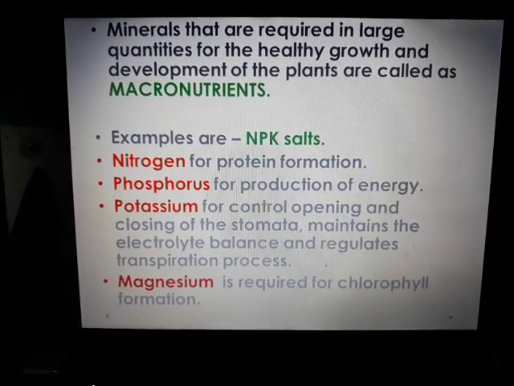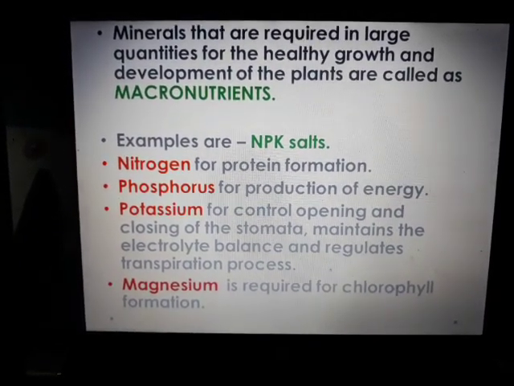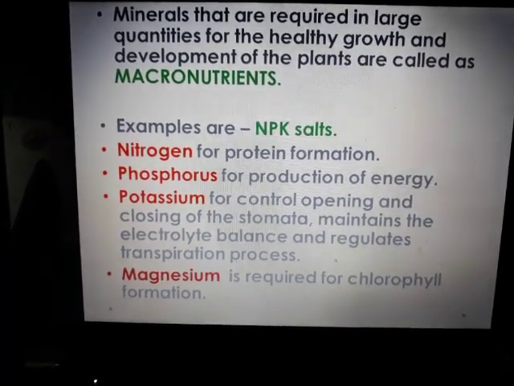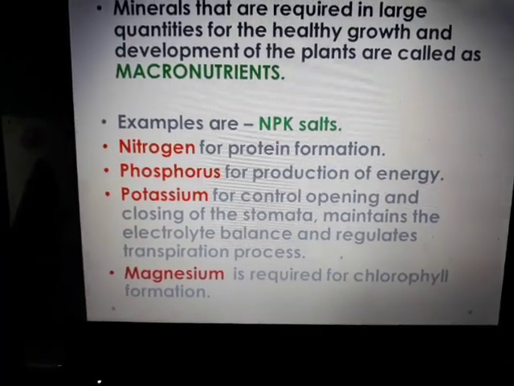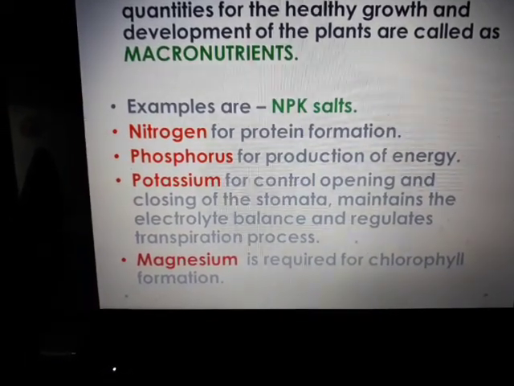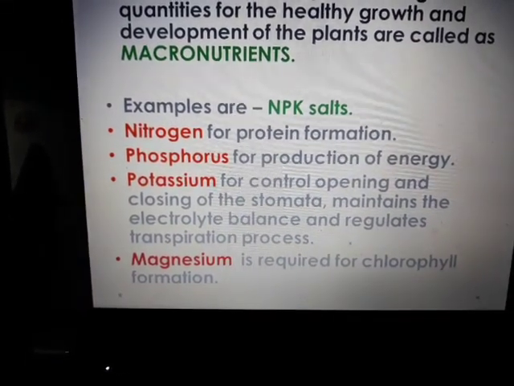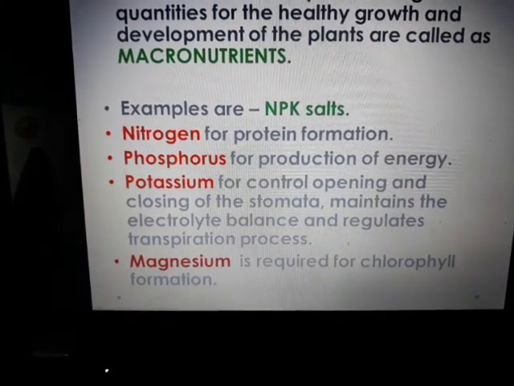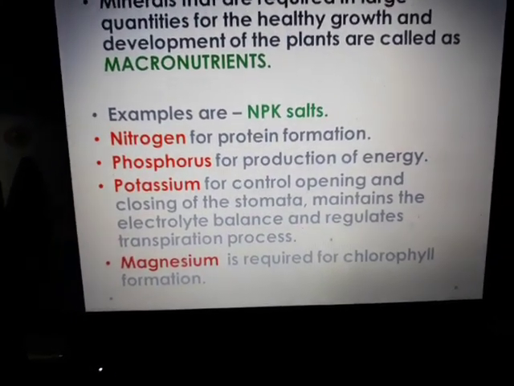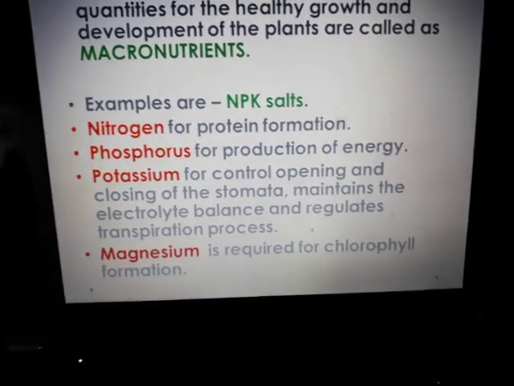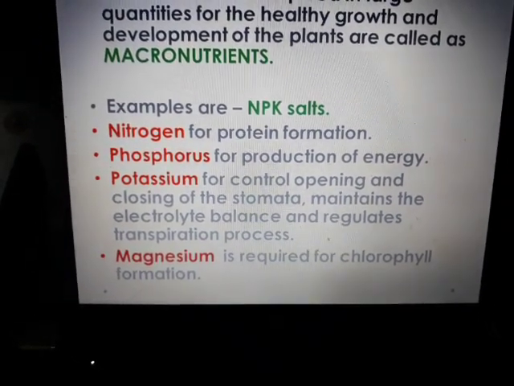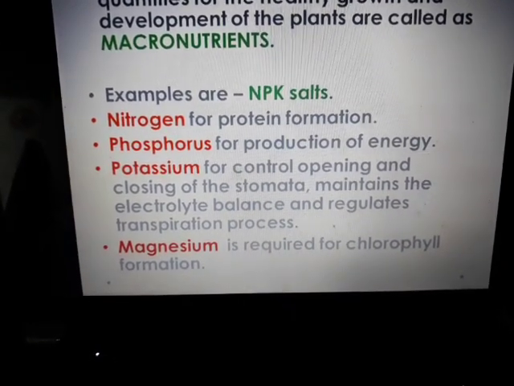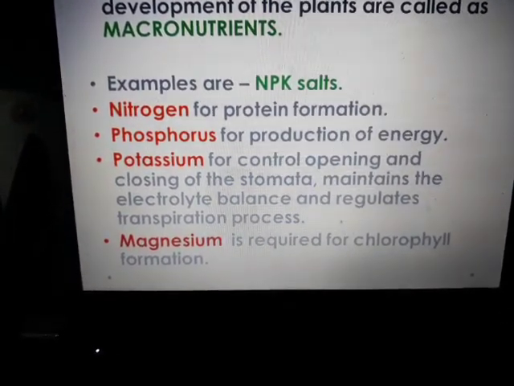What are macronutrients? Minerals that are required in large quantities for the healthy growth and development of the plants are called macronutrients. Examples are NPK. These are the short forms of nitrogen, phosphorus, and potassium salts. Salt is not the salt that we have in our everyday food. Here, salts means the residues of this kind of nutrients, small particles that are required by the plants.